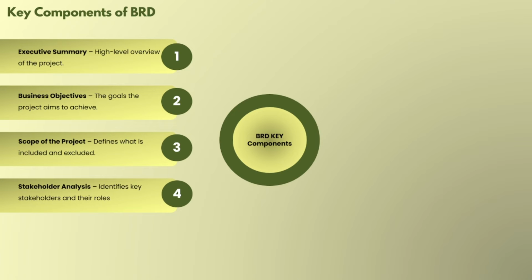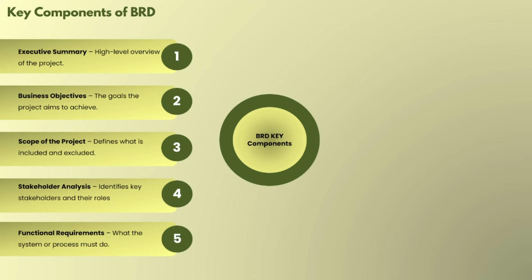We are drawing boundaries, what's part of the project and what's not. Then stakeholder analysis. It identifies key stakeholders and their roles. Basically, who are the key people involved in the project? We discussed this here. Then we discussed what their roles are and how they impact or get impacted by the project. So think of it as knowing your team and decision makers. Then next is functional requirement, meaning what the system or a process must do. It's not that much detail.